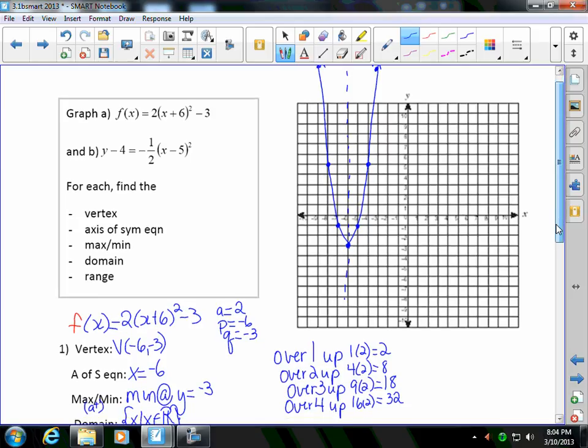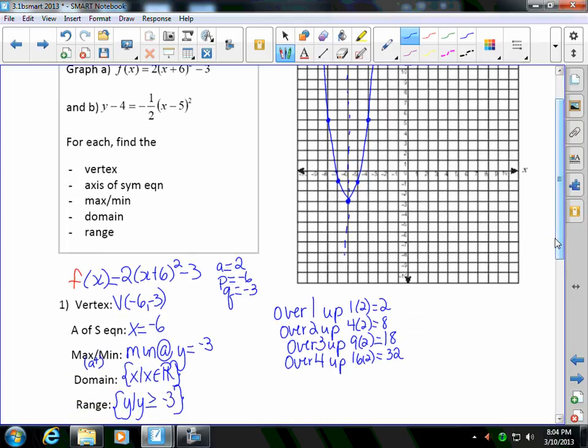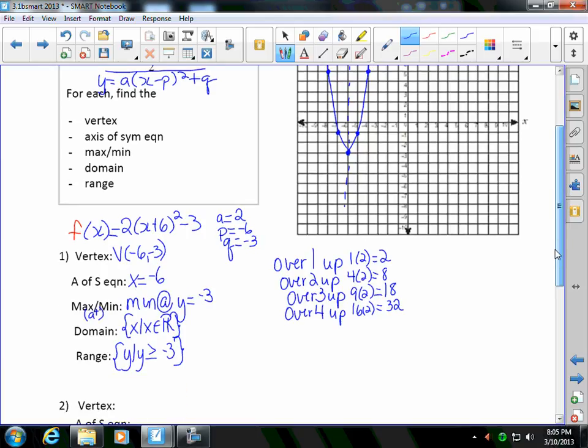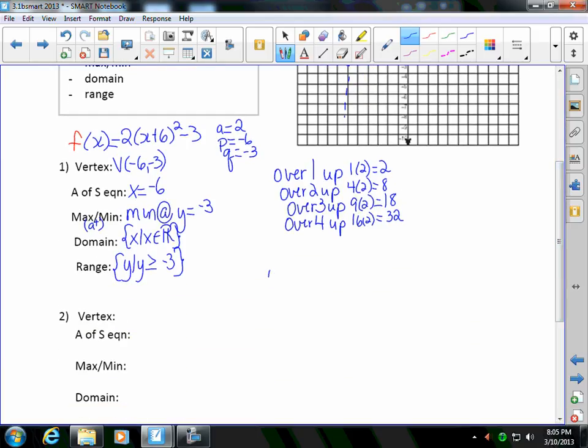So the next one was y minus 4 is equal to -1/2 (x minus 5) all squared. This is not in vertex graphing form. Vertex graphing form has to have y by itself and everything else on the other side. So that means I have to move that -4 over. If I start with y minus 4 is equal to -1/2 (x minus 5) all squared, I add 4 to both sides. So I have y is equal to -1/2 (x minus 5) all squared plus 4.